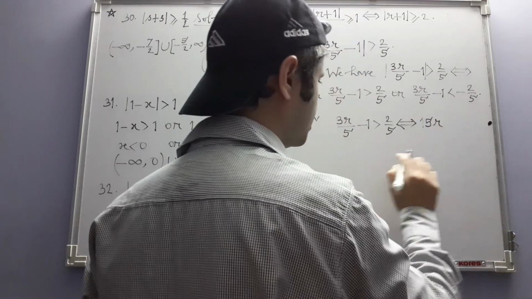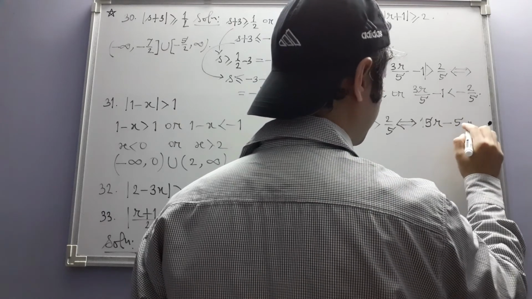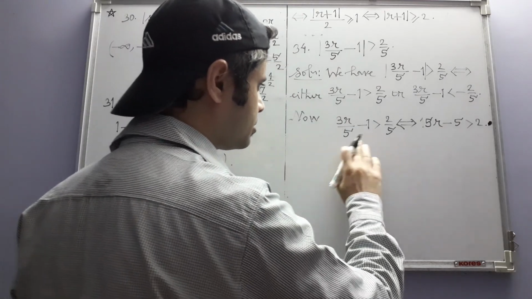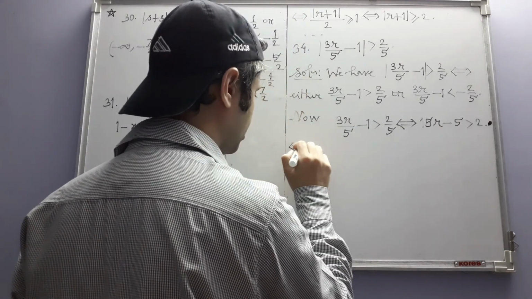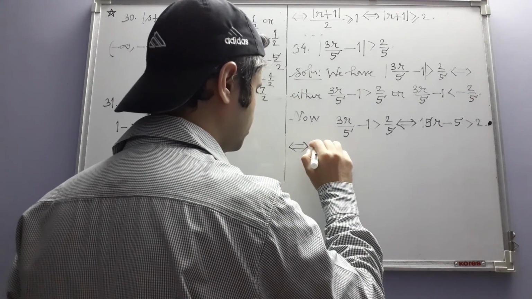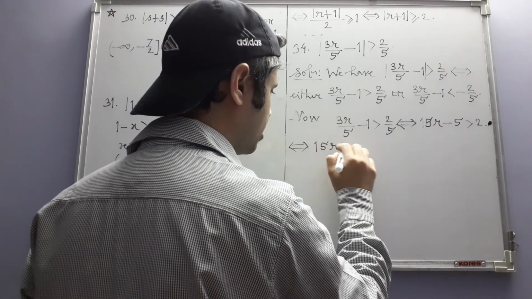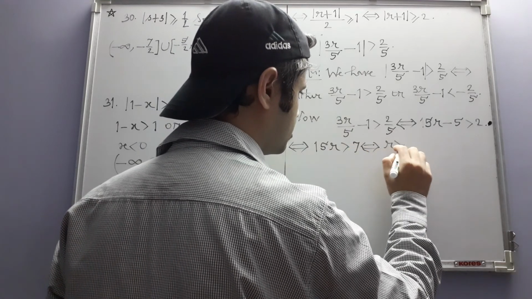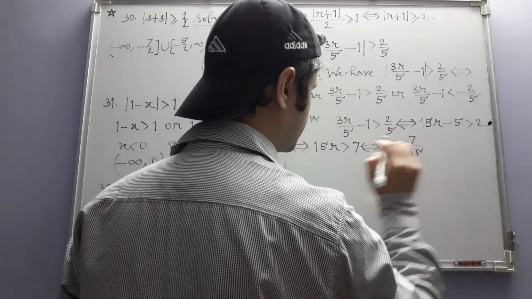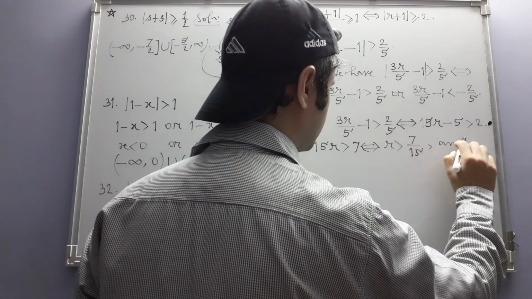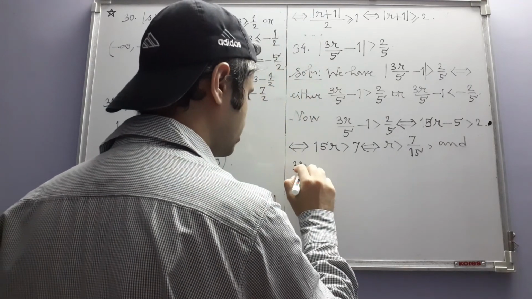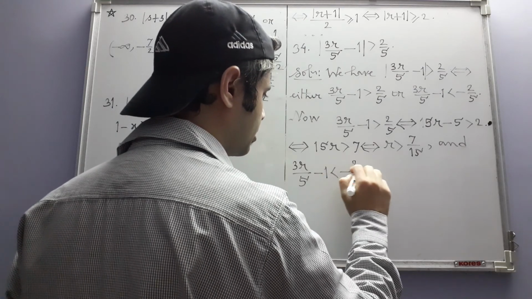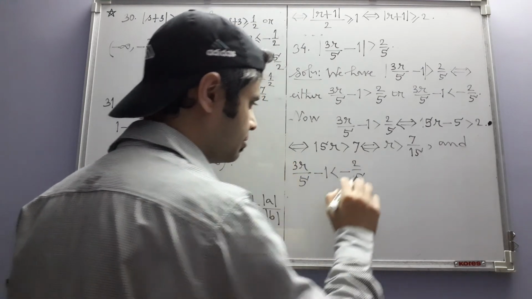15r, just to get rid of these fractions, minus 5 is greater than 2. Inequality does not change direction because we are multiplying by a positive real number. Okay, so 15r is greater than 7, r is greater than 7 divided by 15. And what about the other inequality? I hope I am not making numerical mistakes. That is always my fear.